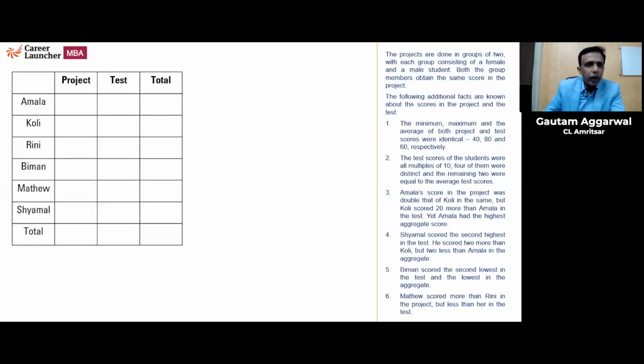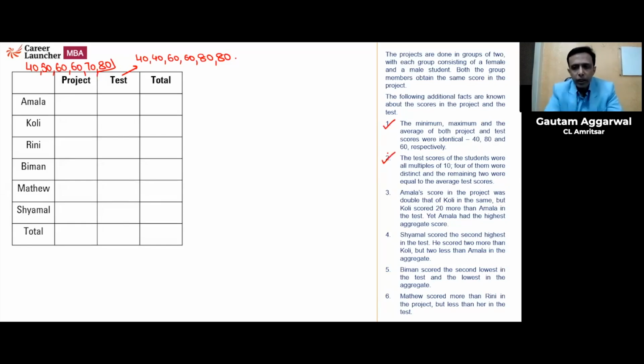So let's try to figure out. In terms of project, we are very clear one of them has to be 40, a 50, two 60s, a 70 and an 80. This was regarding project. Test, I had to have two 40s, two 60s and two 80s. So my allocation has to go in this format. Fine. So these 2 points are very clear.